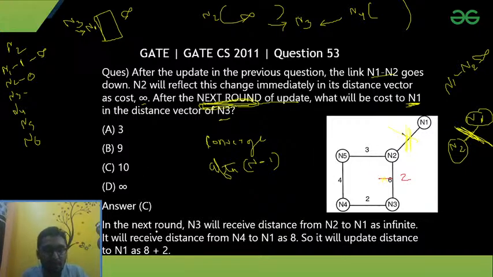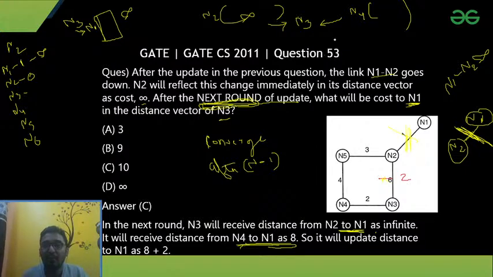So in the next round, N3 will receive the distance from N2 to N1 as infinite, but it will receive the distance from N4 to N1 as 8. How will it receive this? Because N4 has not yet received the change that this link is down. Before this link was down, the minimum distance from N4 to N1 was 8, and we will receive that 8 now. So what will happen?